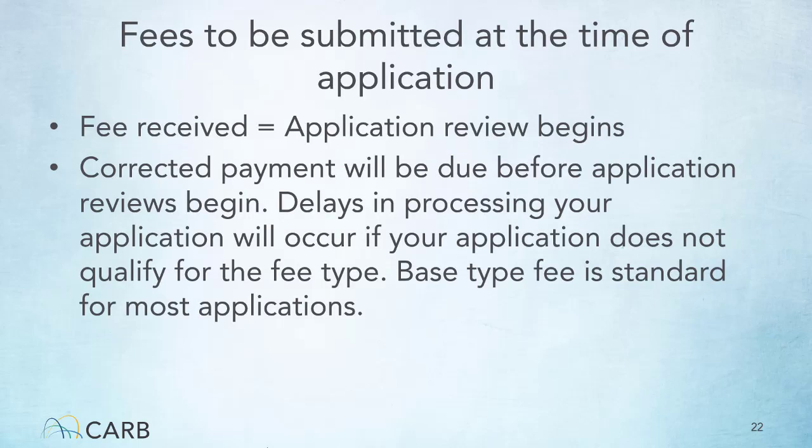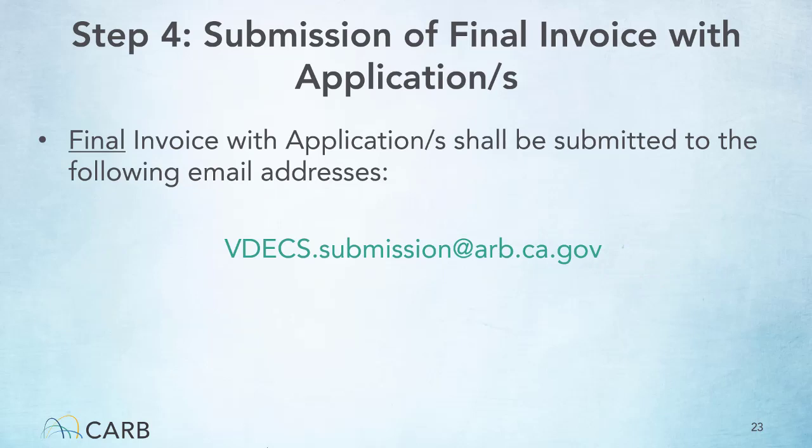Please note that once the correct fee has been received, the application review begins. Corrected payment will be due before application reviews begin. Delays in processing your application will occur if your application does not qualify for the fee type. Base type fee is a standard for most applications. Final invoice with applications shall be submitted to the email address shown in the slide, vdex.submission@arb.ca.gov.